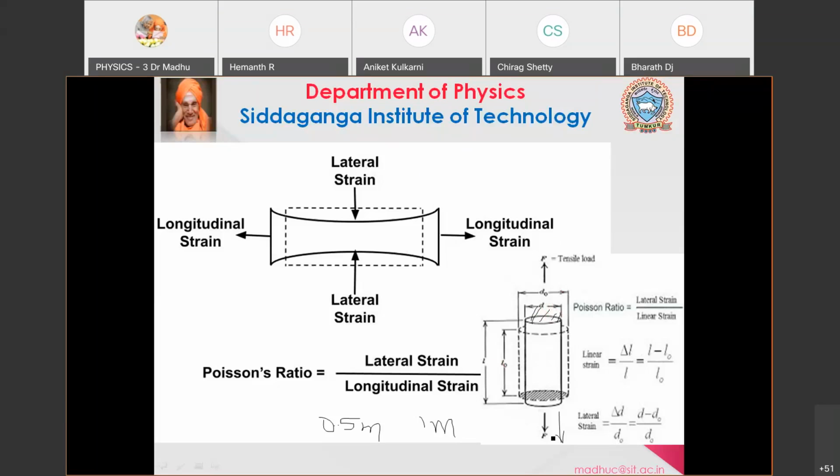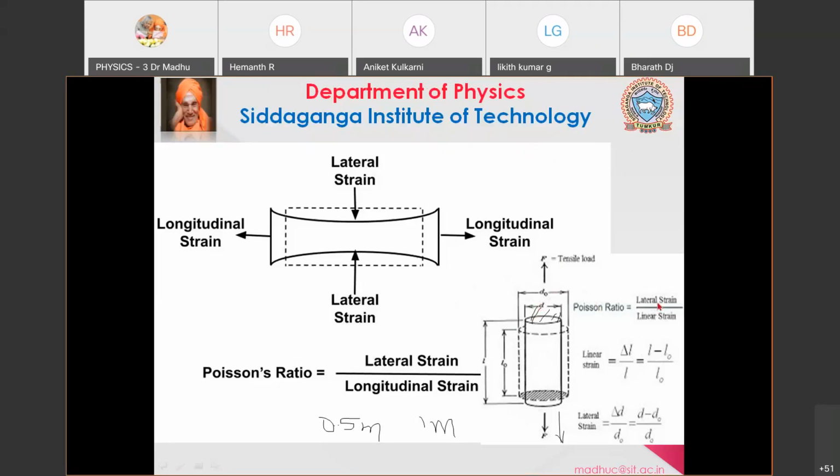I will apply the load and leave it, then I will remove the load. When I remove the load, it has to regain its original dimension or diameter, right? But there may be some effect of the load. So in that case, you will have some change in the diameter. This change in diameter we call lateral strain.